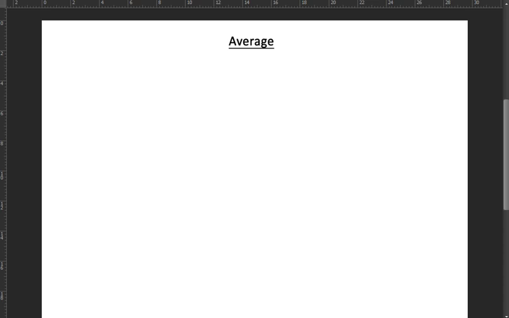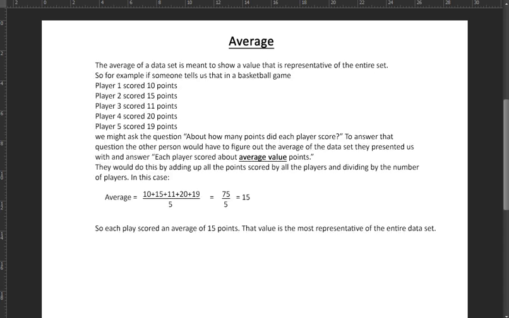Hey guys, in today's video, we are going to be talking about averages. We are going to begin by defining what averages are. The average of a data set, as you can read here, is meant to show a value that is representative of the entire set.